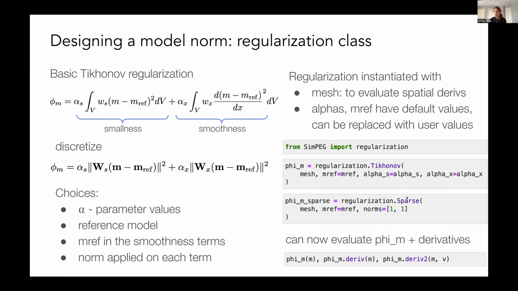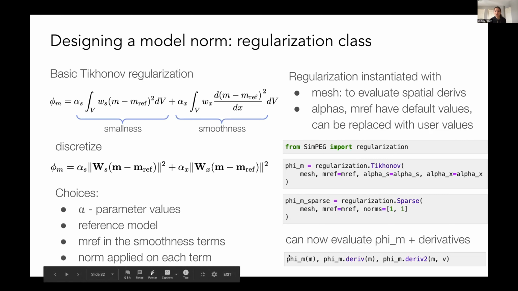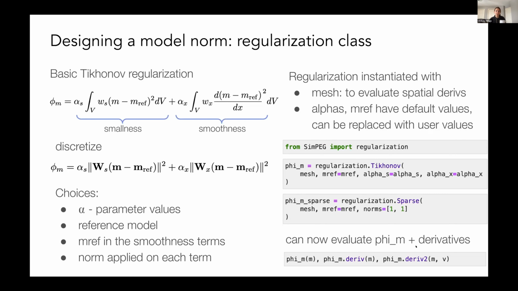We also have, for example, the sparse regularization implemented, and here you could go in and specify different norms that you want to be working with. And then very similar to what we did for the data misfit, now for the model norm, we've got everything that we need to compute its value and its derivatives given a model. So again, the first and second derivatives given a model.